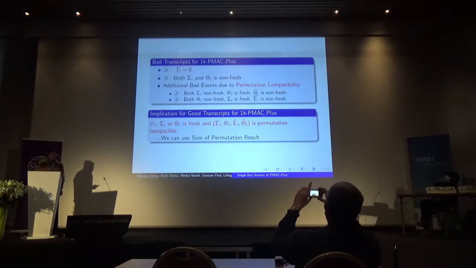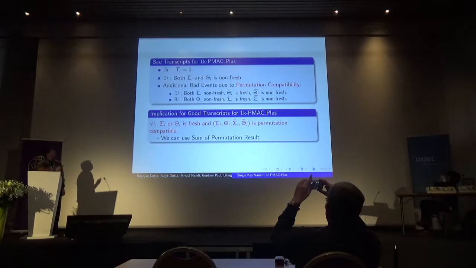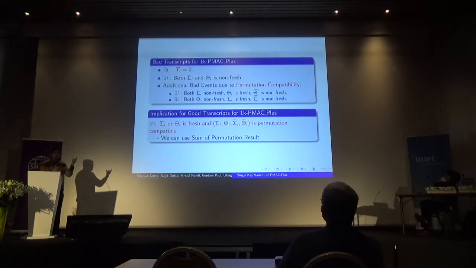Now coming to the bad transcripts for 1K PMAC plus. So what are the bad transcripts? One is that there exists Ti equal to 0. As we are already domain separating using fix 1, fix 0, we cannot have Ti equal to 0 in the real oracle. So Ti equal to 0 in the ideal oracle is essentially bad. And the next one is if both sigma and theta are non-fresh. By non-fresh I mean that sigma i collides with some x values or some sigma j values, and theta i collides with some theta j values or the xj values. So basically if for any i both sigma i and theta i are non-fresh, then we call it a bad transcript.